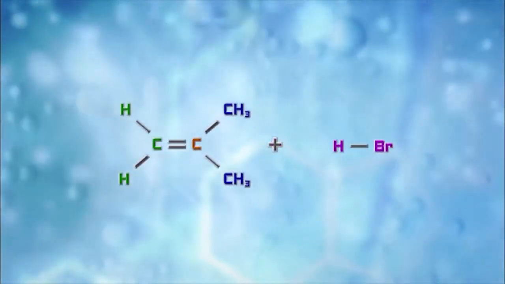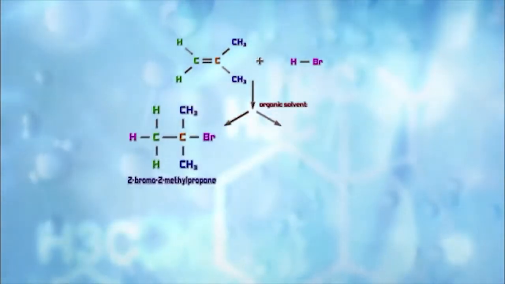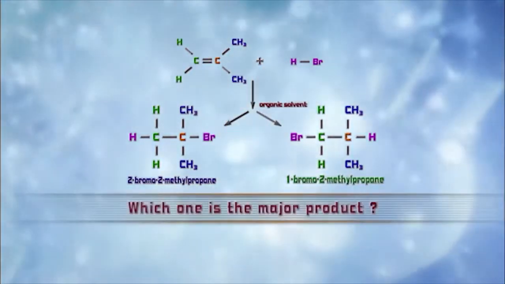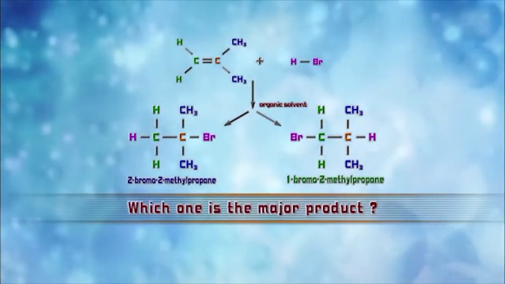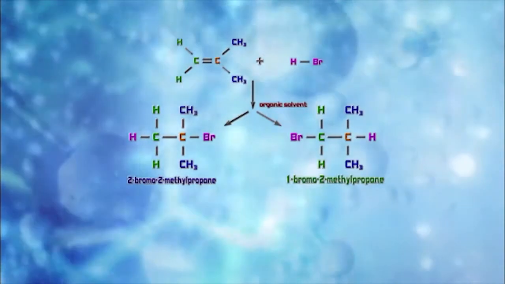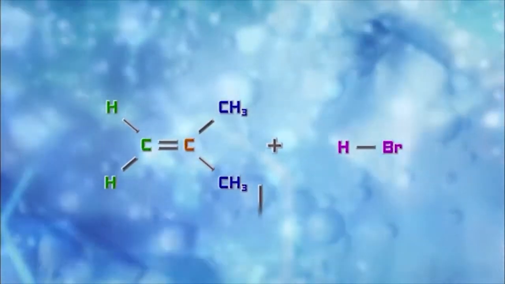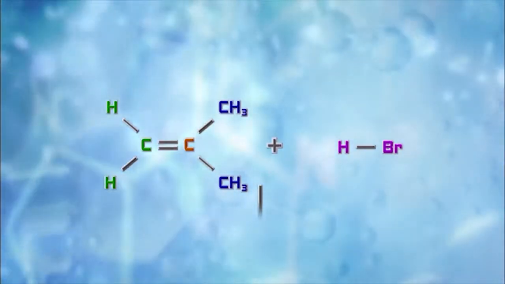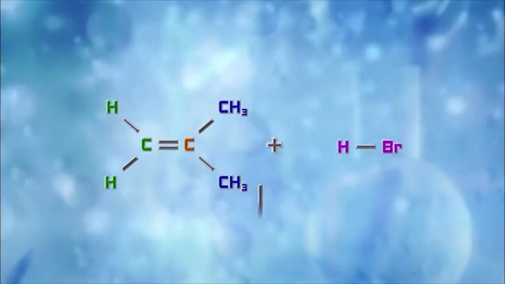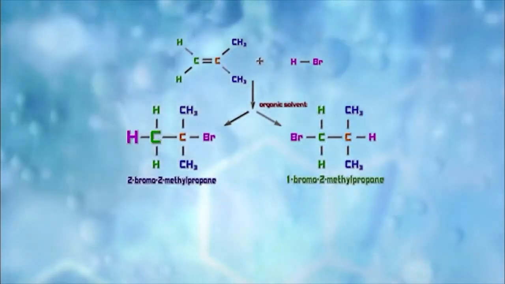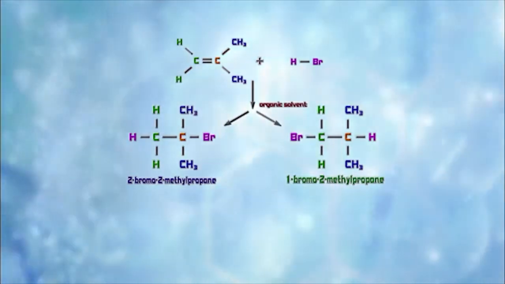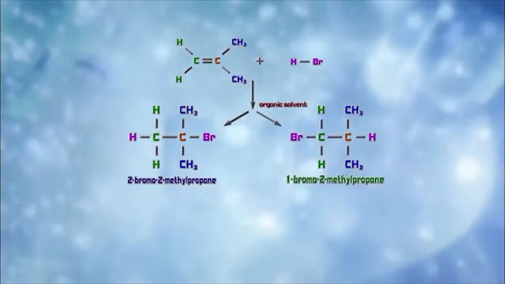So, when 2-methylpropene reacts with hydrogen bromide, it gives 2-bromo-2-methylpropane and 1-bromo-2-methylpropane. Which one is the major product? By Markovnikov's rule, the major product is the one in which the hydrogen atom is added to the carbon atom with more hydrogen atoms. Here, in the carbon-carbon double bond, the carbon in green carries 2 hydrogen atoms, while the carbon in orange has none. H goes to the green carbon, and Br to the orange carbon. 2-bromo-2-methylpropane is the major product. The reaction mechanism is depicted below.